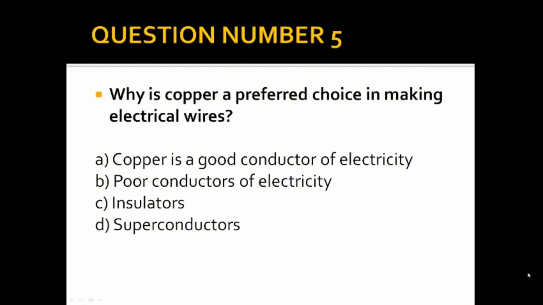Question number 5. Why is copper a preferred choice in making electrical wires? Option A, copper is a good conductor of electricity. Option B, copper is a poor conductor of electricity. Option C, copper is an insulator. And option D, copper is a superconductor. Now we want to find out.